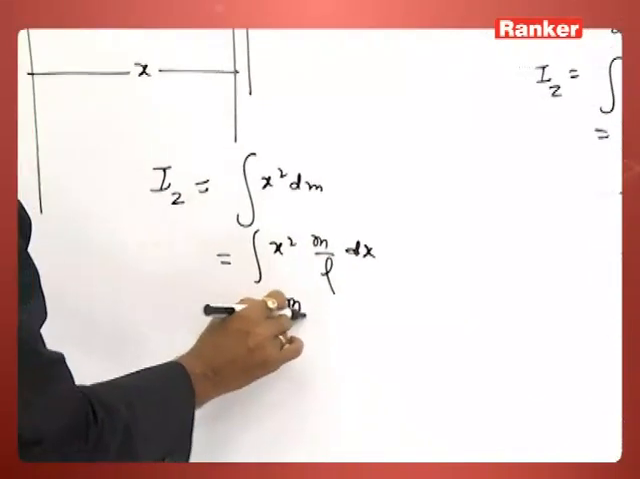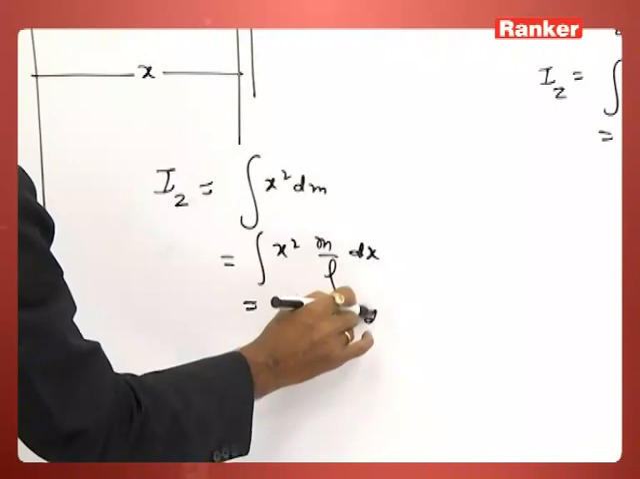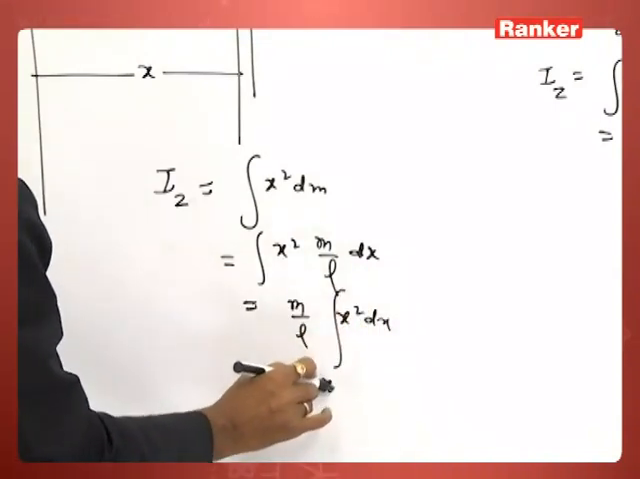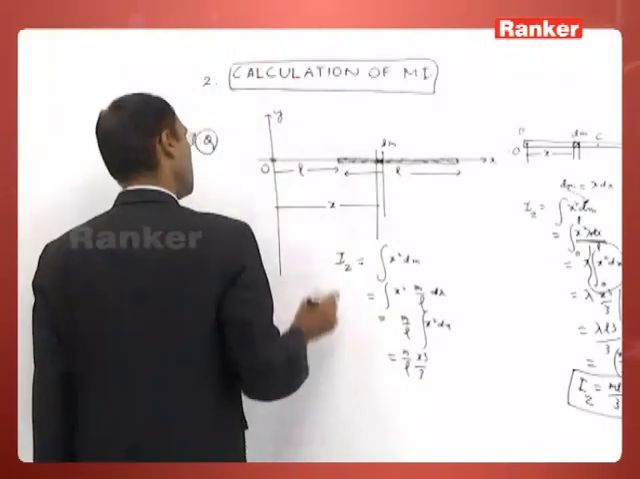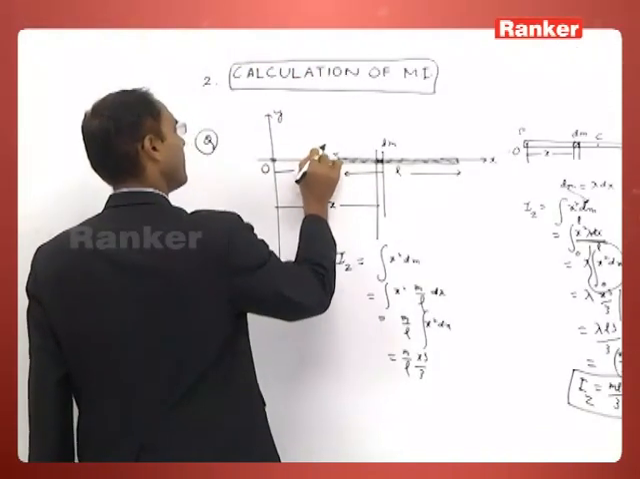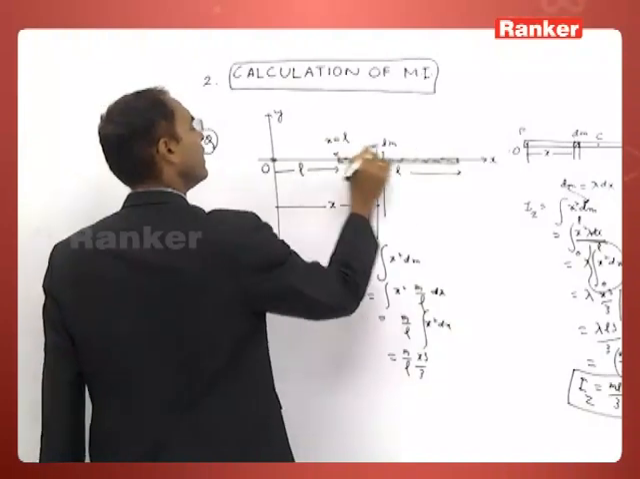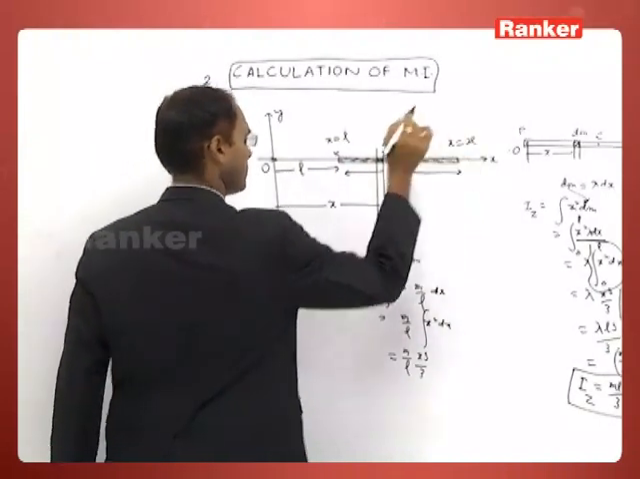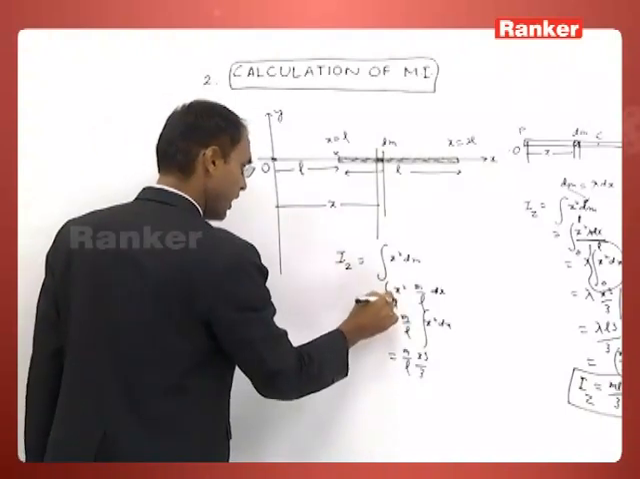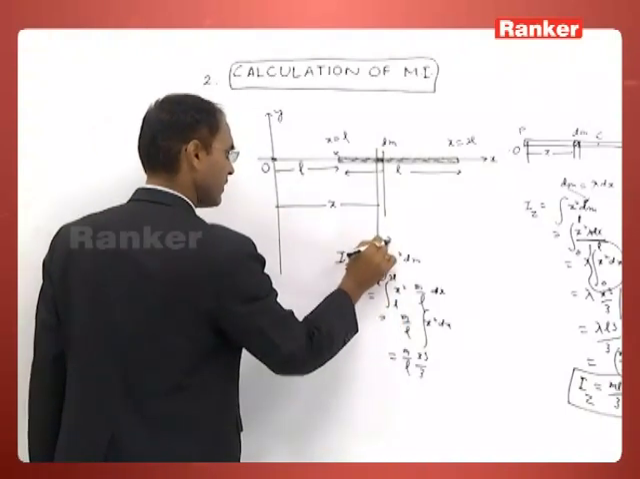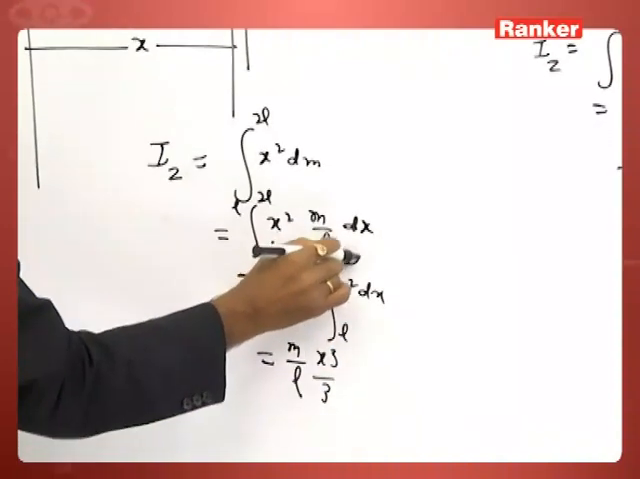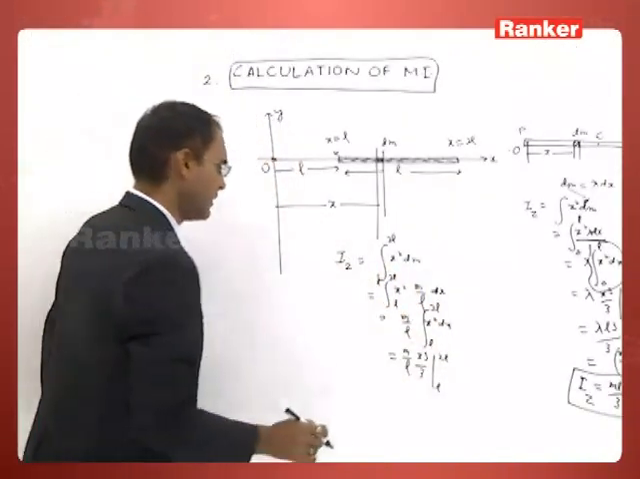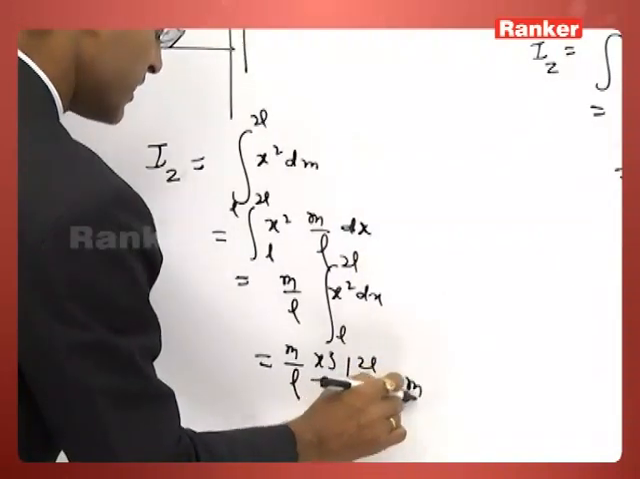Integration of this: M by L, take it out. The integral of x square dx will be equal to M by L times x cube by 3. Here x ranges from L to L plus L, so the lower limit will be L and the upper will be 2L. Next, you just evaluate it.